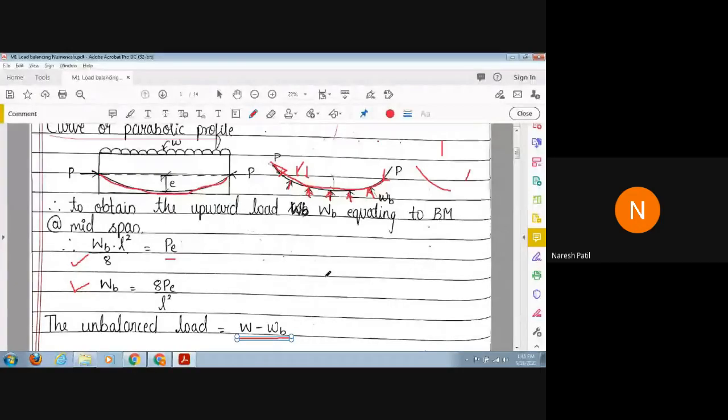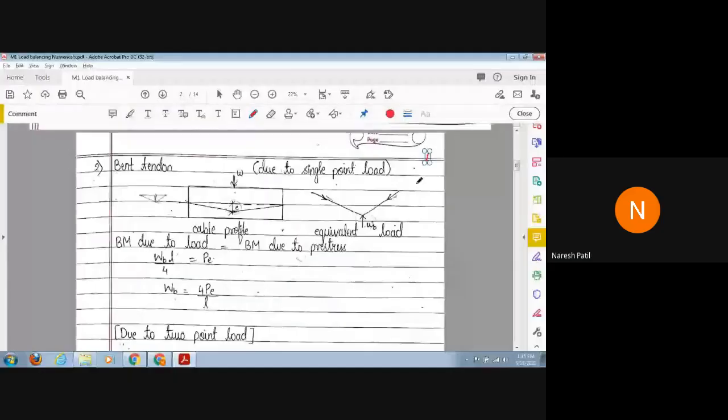Then we have another cable profile. You can see we have a bent tendon or triangular shape. So what can we use this triangular shape for? It is used when there is a single point load.